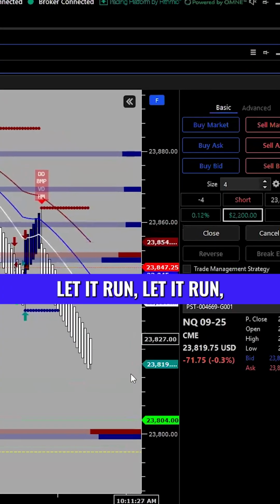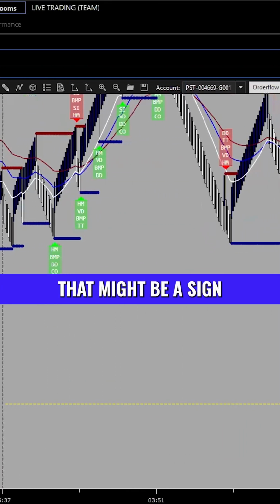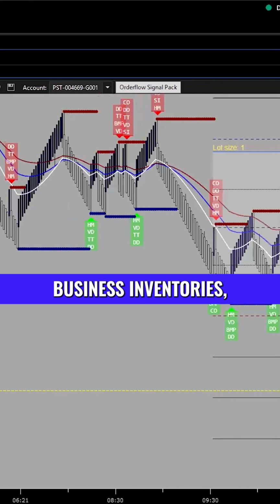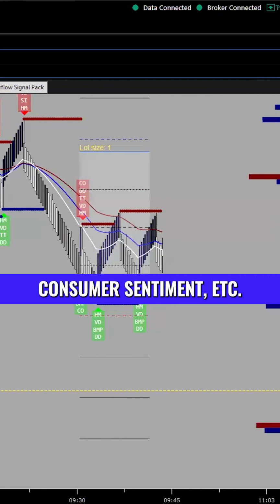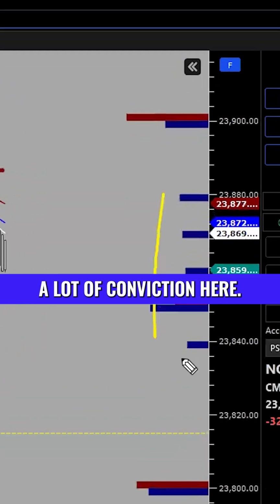Down, down, down. Let it run, let it run, let it rip. So we're sitting inside this chop and slop here off the opening range. That might be a sign that the news needs to come out: business inventories, consumer sentiment, etc. And we don't know. But what's important to understand is that there's not a lot of conviction here.